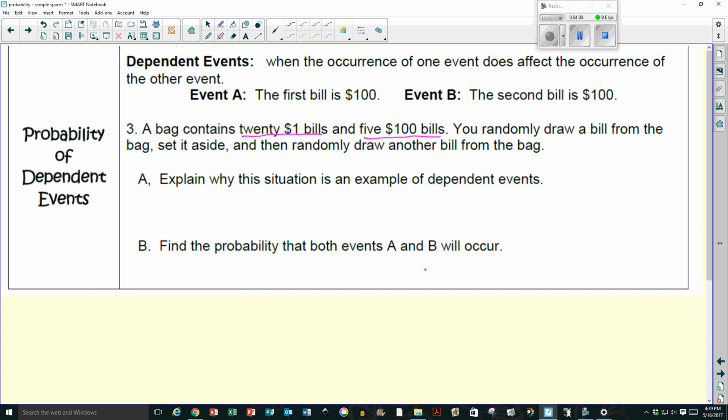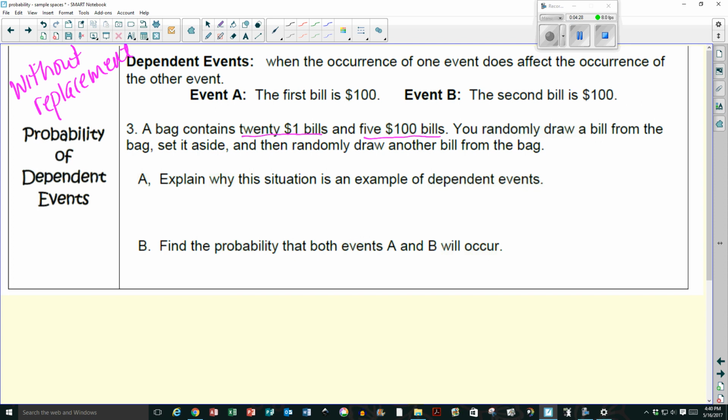You randomly draw a bill from the bag and you put it to the side. Then you randomly draw another bill. So this is without replacement. So explain why this situation is an example of dependent events.